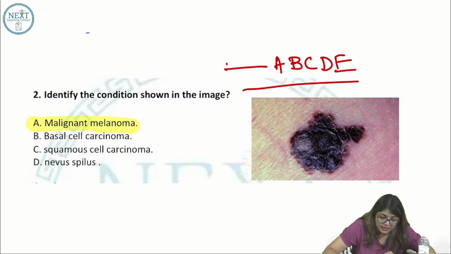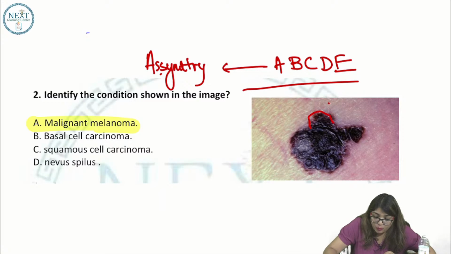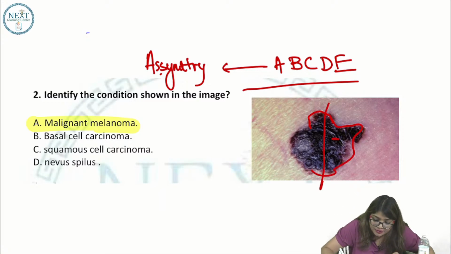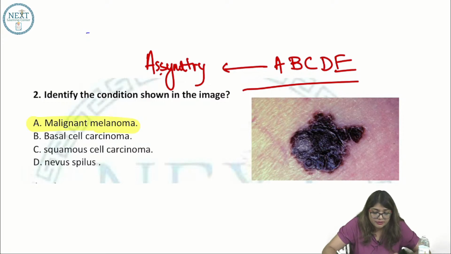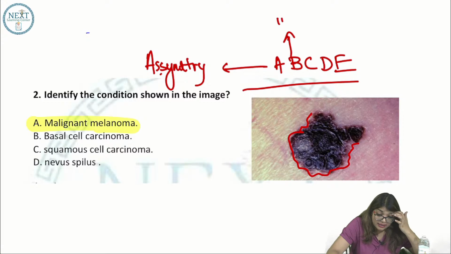A for asymmetry. Like I told you, symmetry you can tell about. One side should be equal to the other. So you can see this is not symmetrical, not identical to each other. So asymmetry. B for borders. How are the borders? Are they regular? No, they are irregular borders, right?